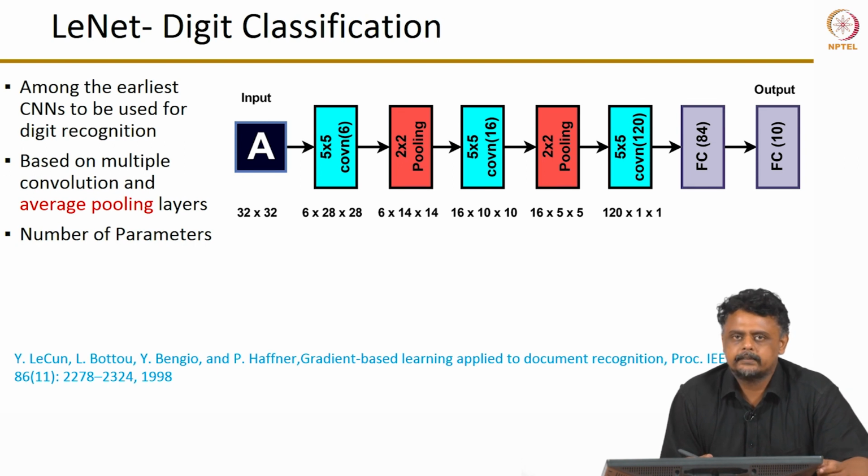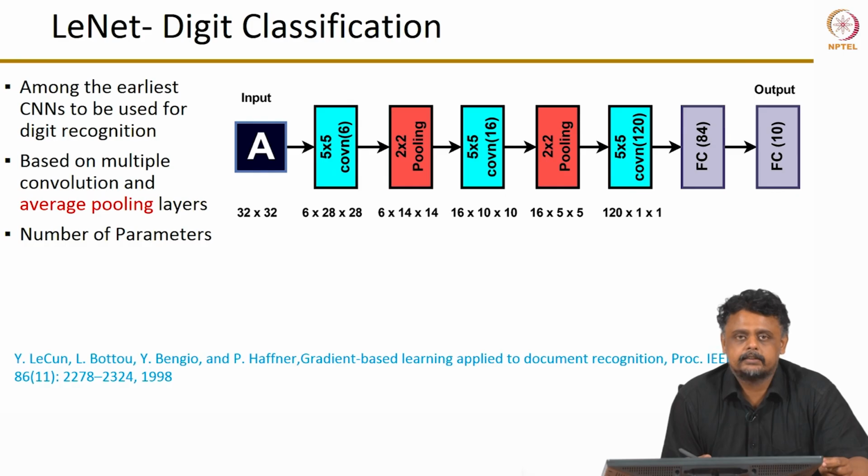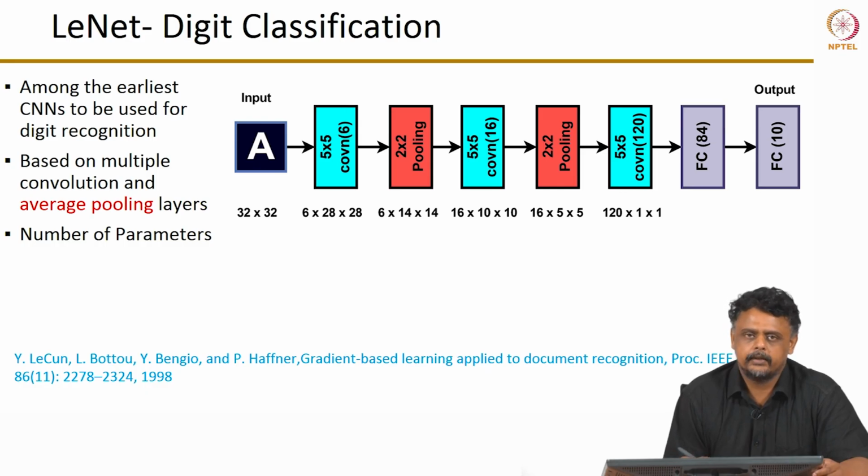Its specific application was digit recognition, and apparently it had commercial application, where it was used to read millions of checks in banks. So, this network serves as a kind of template for most of the modern networks that we see today. We will briefly look at it and see some of its salient features.